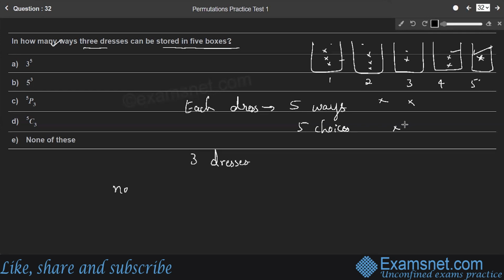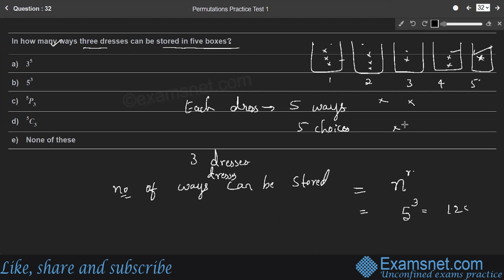Therefore, the number of ways in which these 3 dresses can be stored is equal to the number of boxes n raised to the number of dresses. If you consider the number of dresses as r, then the number of boxes is 5 raised to 3, which is equal to 5 into 5, 25 into 5 is 125 ways, right? In 125 ways, we can store the dresses.